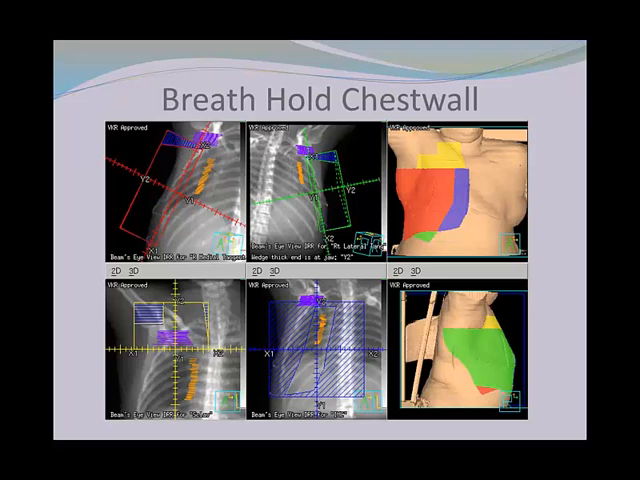So when this plan was planned, what we normally want is we start out with the tangent fields, and we want to basically try to optimize that first, and usually use wedges to help to get the coverage that we needed. And then we also do a field reduction by closing the jaw to reduce the hotspot. And usually we want to get the 110% hotspot as small as possible.